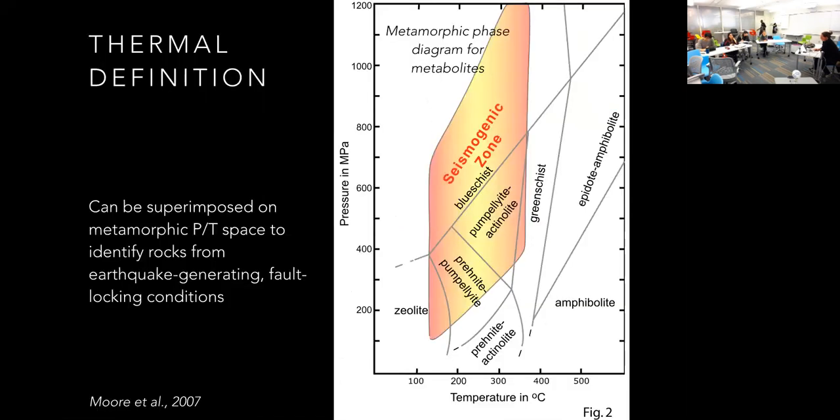All right. So here's a leap we can make. Since we have defined a seismogenic zone in terms of the thermal structure of the Earth, the other thing that's well defined in terms of thermal structure of the Earth is metamorphic phases, the metamorphic phase diagram. So this is a metamorphic phase diagram.